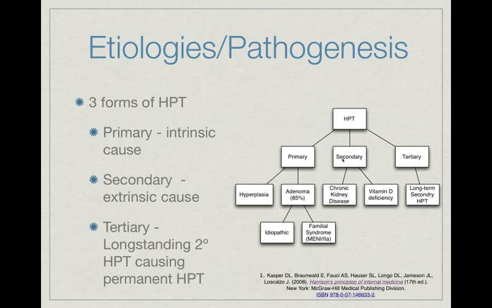Secondary hyperparathyroidism is due principally to chronic kidney disease. Patients who have chronic kidney disease have problems with their calcium and phosphate levels, and that leads to hyperparathyroidism. We'll talk about that in a second. Vitamin D deficiency is also a cause of secondary hyperparathyroidism. Tertiary hyperparathyroidism is from long-term secondary hyperparathyroidism that then, for reasons that are unknown, becomes irreversible.